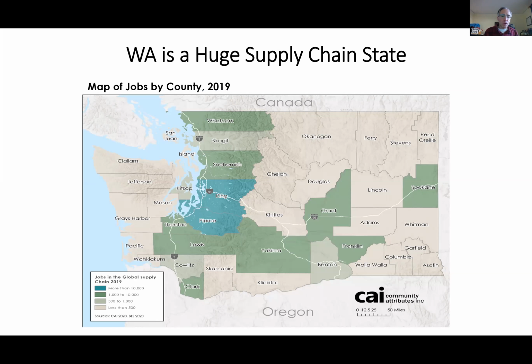This is a map showing where the jobs are. No surprise, the largest number of jobs are in King County, but also Pierce County. And then green is the second largest number of jobs, up in Snohomish County. So a lot here in the greater Seattle area, but really you can find big pockets all throughout Washington State.